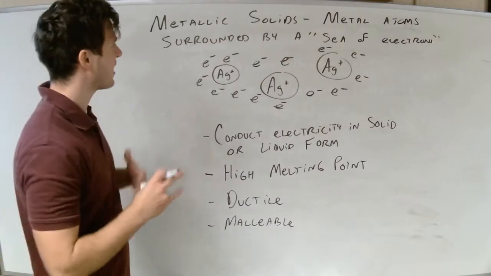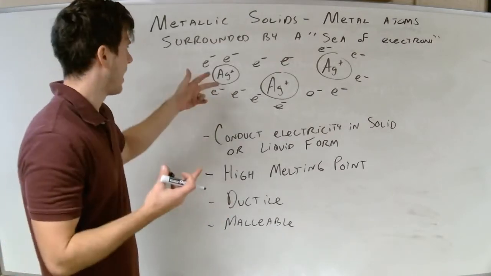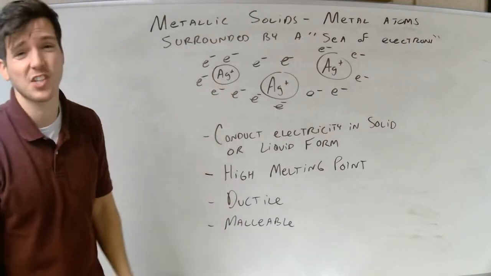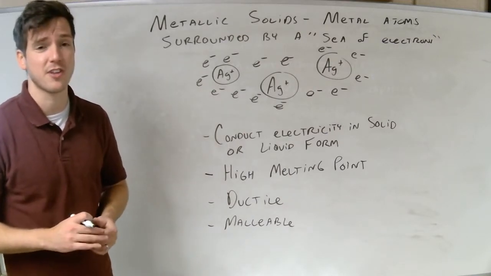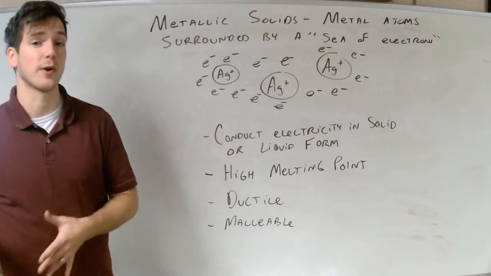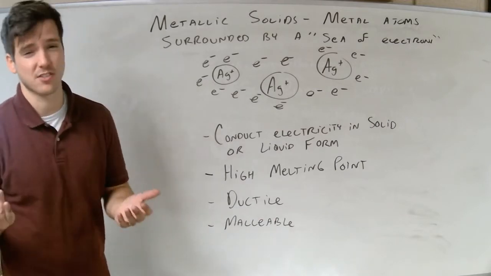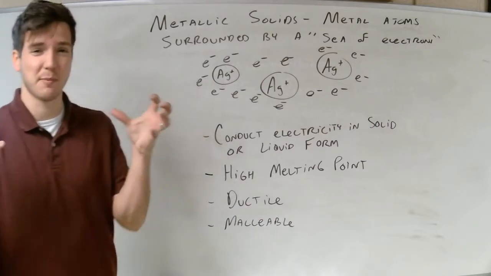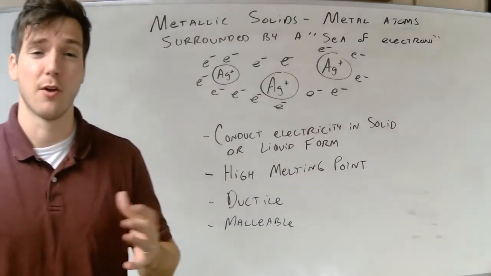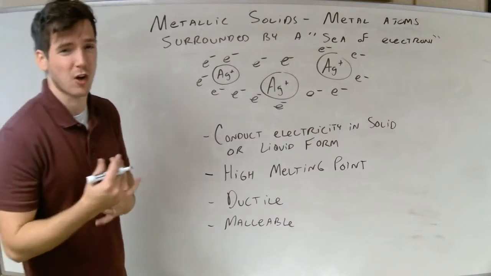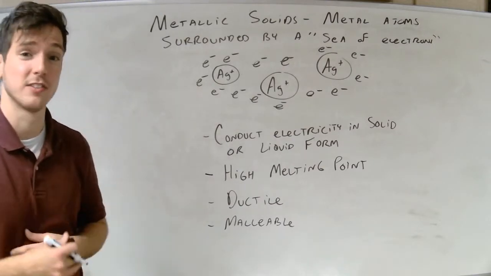Metallic solids are metal atoms surrounded by a sea of electrons. There's no ionic bonding or hydrogen bonding or anything like that to explain why they are solids, so this is one that's in a category all on its own. The reason that it's a solid is because these electrons are able to corral all those metal ions really close together and form this nice strong bond between those atoms, causing them to be a solid.